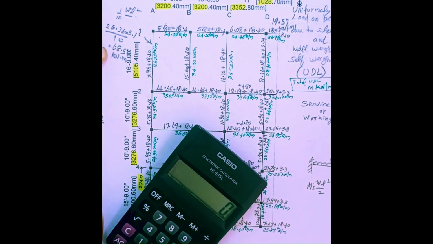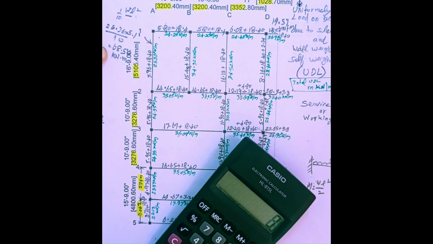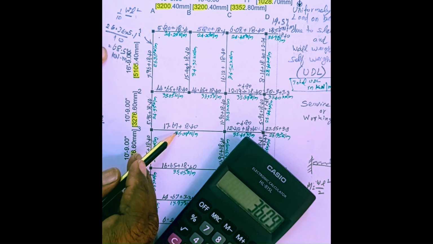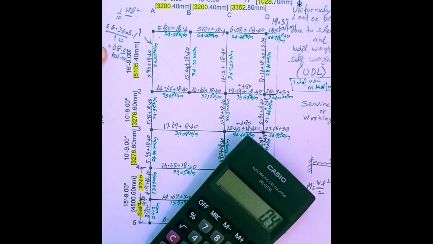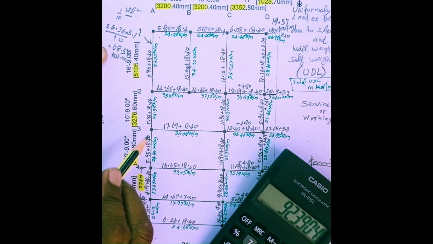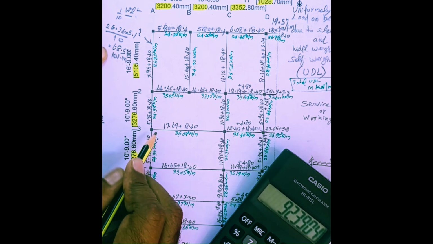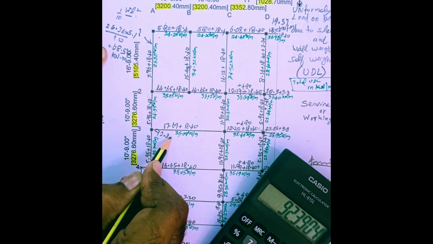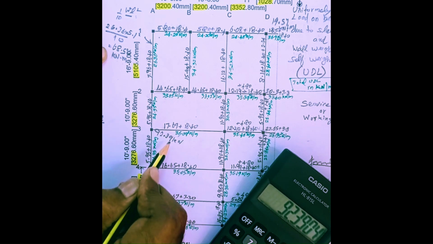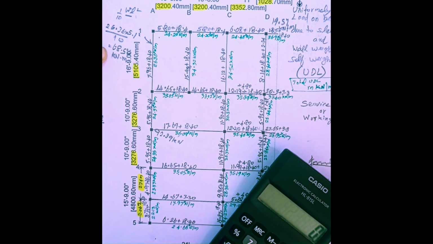This value is 36.09 into length, which is 3.2 plus 3.2, 6.4. This is WL into 0.4. The load transferred in this portion is 92.39 kilonewton to this column.